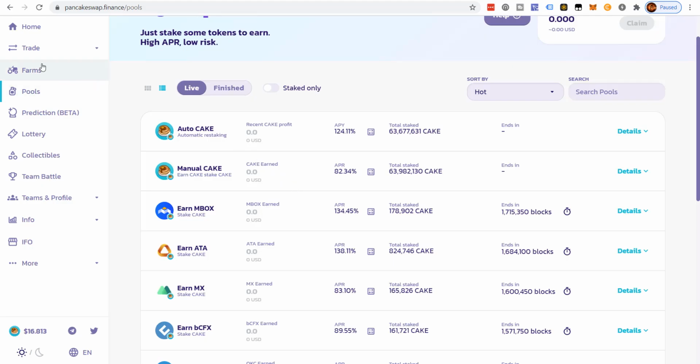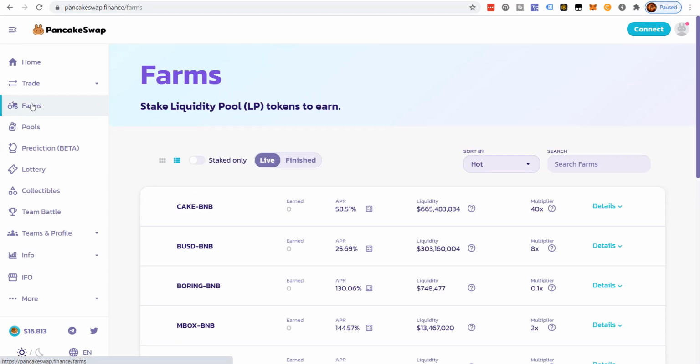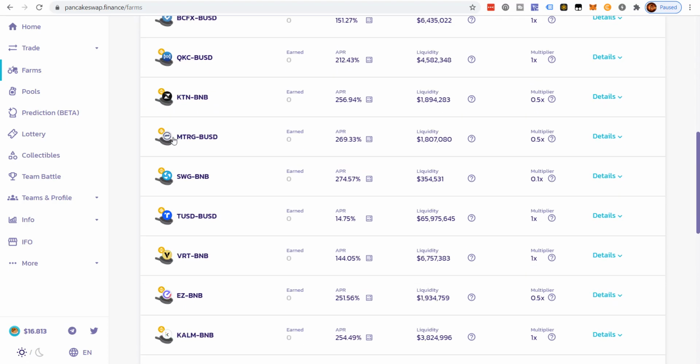So the safest possible way to yield farm is come to a farm that is stable, that appears like it shouldn't go anywhere. Devs shouldn't run away, and come over and basically farm two stable coins like BUSD and, let me see, right here. True USD is a stable coin, BUSD is a stable coin. Now, you're not making a lot because you're not taking on a lot of risk, but there's a reason why there's $65 million in here versus this one, 354,000. Yeah, the APR is higher, but this is probably extremely risky. So APR is 14.75%. Not very high.